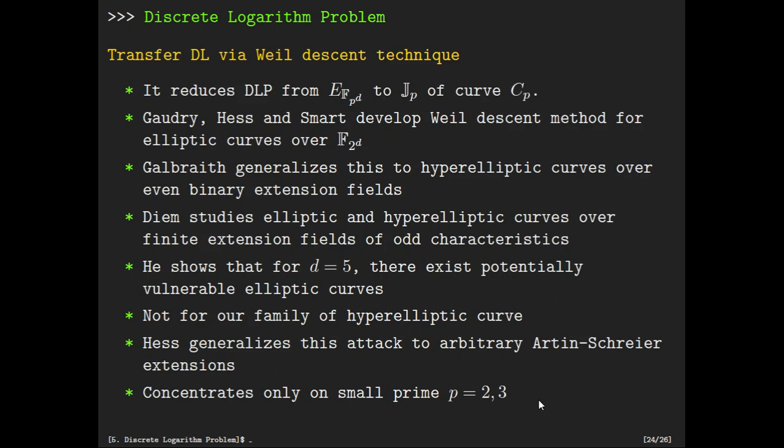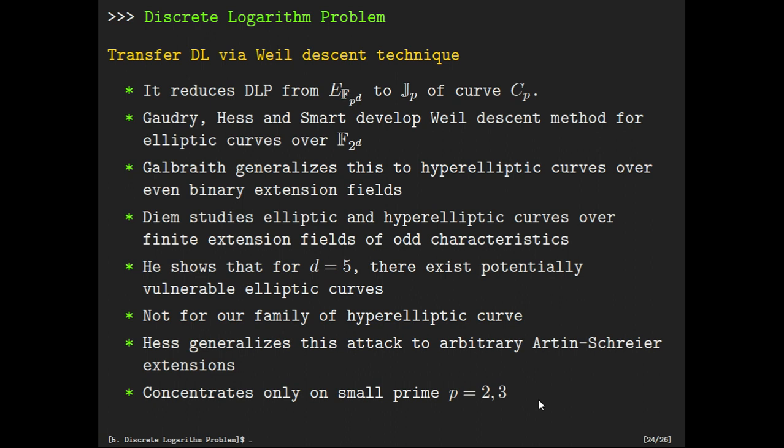Now transfer discrete log via the Weil descent technique. The concept of the Weil descent technique is to reduce DLP from an elliptic curve defined over Fp to the power d to the Jacobian JP of a curve CP. It's a higher genus curve. Gaudry, Hess and Smart developed the Weil descent method for elliptic curves over F2 to the power d. Later Galbraith generalized this to hyperelliptic curves over even characteristic binary extension fields.